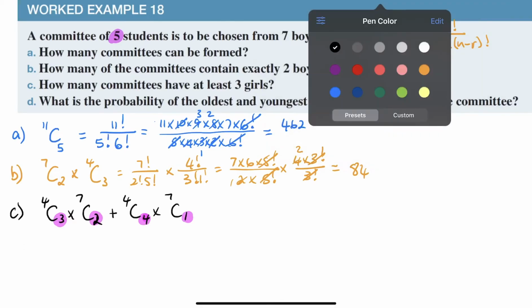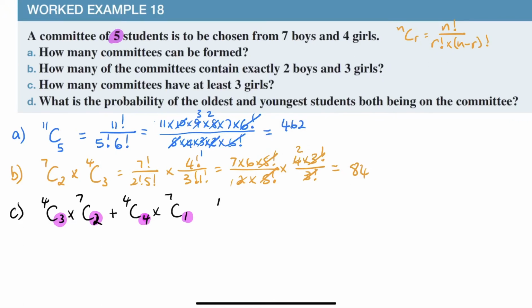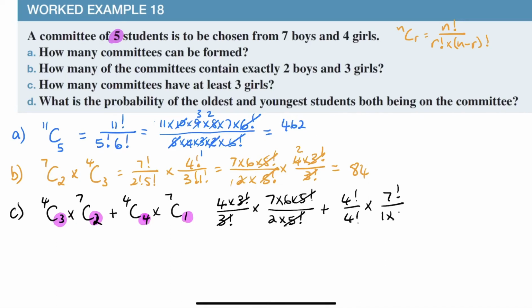To do that mathematically, 4 factorial is 4 times 3 factorial divided by 3 factorial, 1 factorial, they cancel. Multiply by 7 factorial, which is 7 times 6 times 5 factorial, over 2 factorial, which is 2 times 5 factorial. So the 5 factorials cancel. Plus 4 factorial over 4 factorial is just one possible way. Multiply by 7 factorial over 1 times 6 factorial.